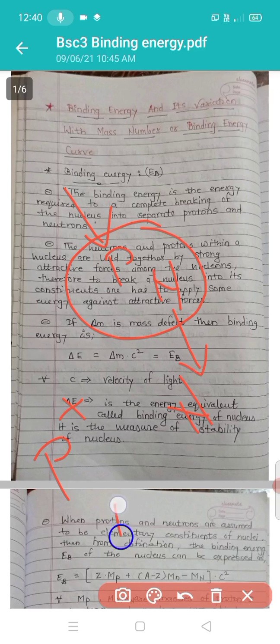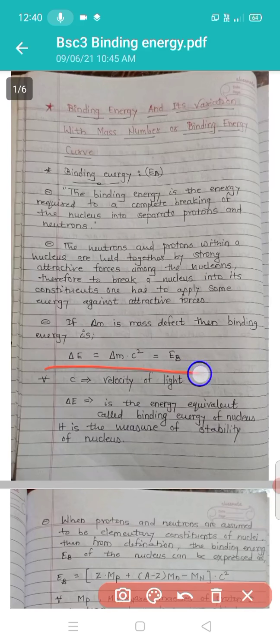If ΔM represents the mass defect, then the binding energy is given by the equation ΔE = ΔM c², where c is the velocity of light. ΔE represents the energy equivalent, called the binding energy of the nucleus. It is the measure of the stability of the nucleus.